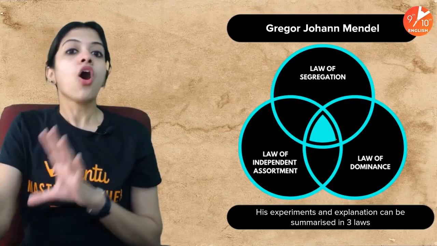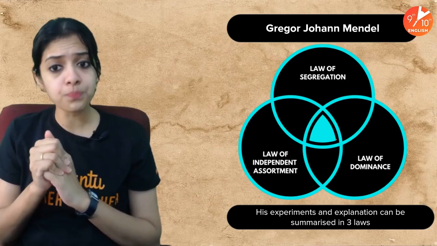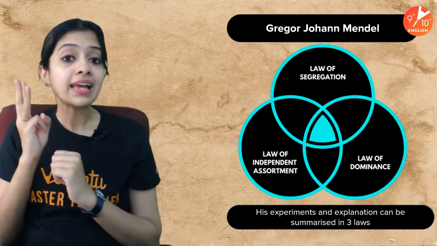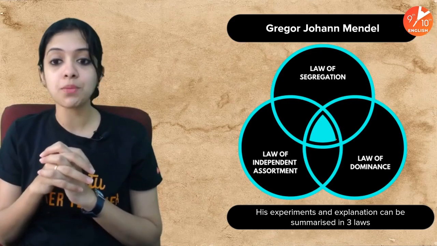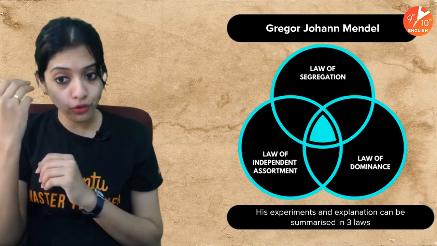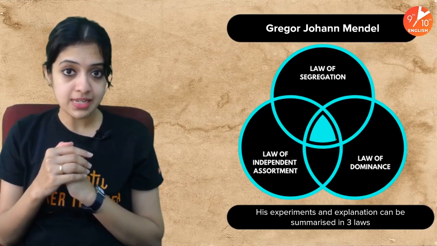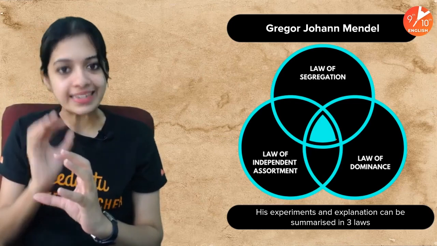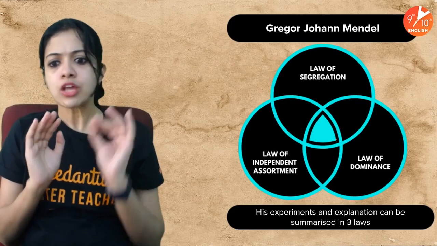But anyway, based on all his studies, based on everything that he observed in the pea plants, Mendel came up with the 3 laws which we call today the basic laws of genetics, or the basic laws of inheritance: the law of dominance, the law of segregation, and the law of independent assortment. More about these laws I will tell you once we are done completely learning about Mendel's experiments, which will be in our next session. So hold on until then. Today, let us get started with what Mendel did.